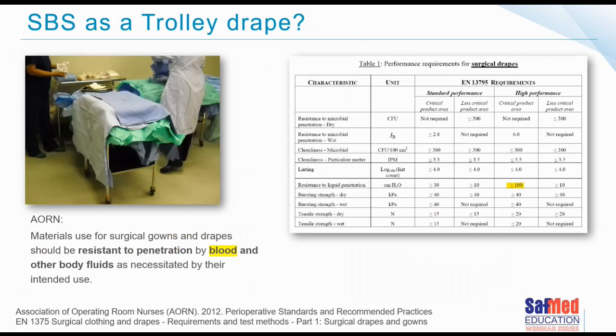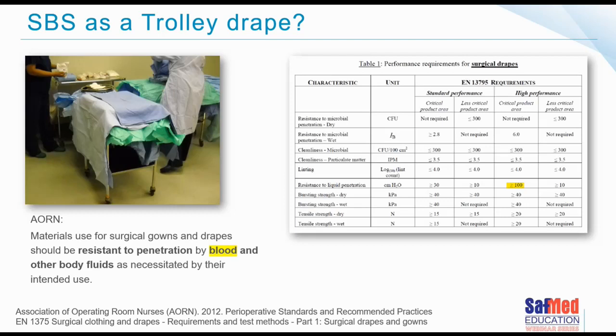Should we be using a sterile barrier system as a trolley drape? Again, another important question. We have done that in the past, and it's true. That was our method of draping trolleys, and in many hospital environments, we still do that to this day. Not all over the world. In America and in Europe, of course, they do not use sterile barrier systems to drape trolleys with.